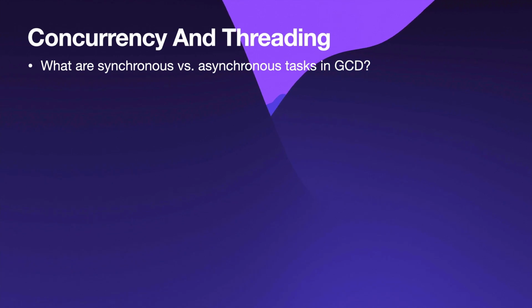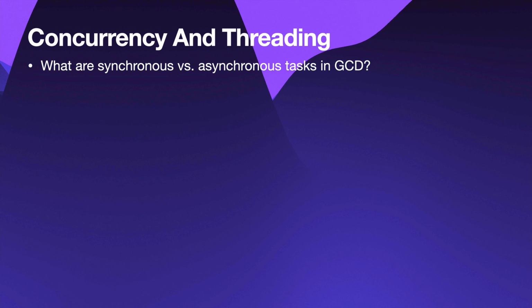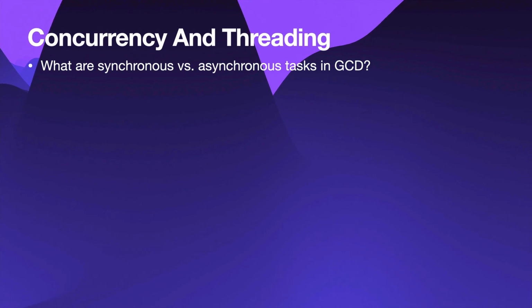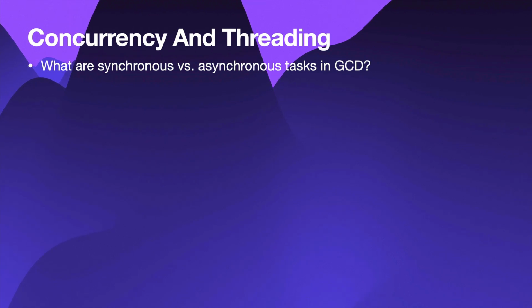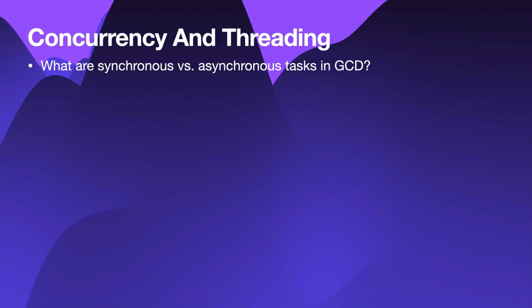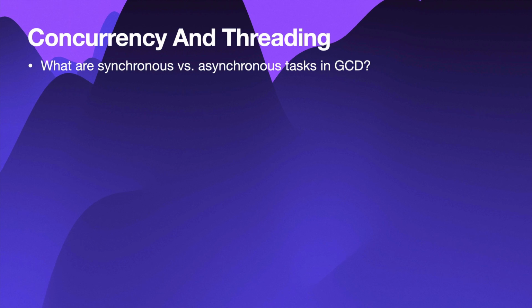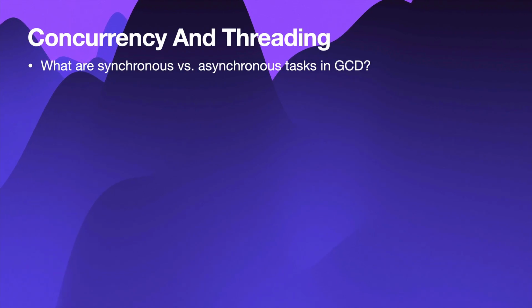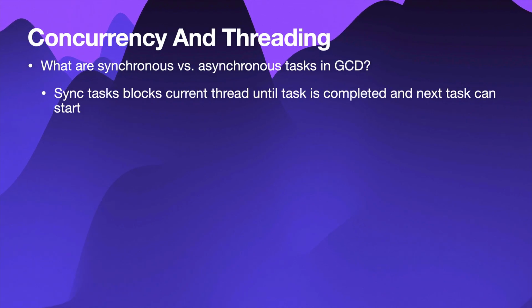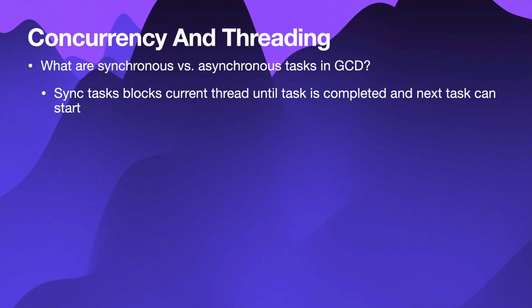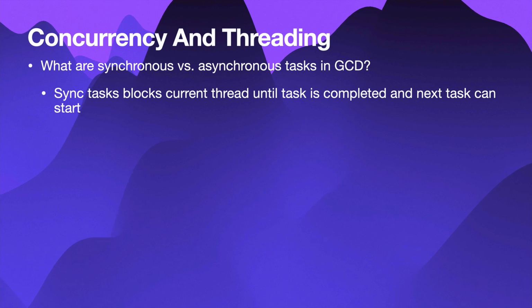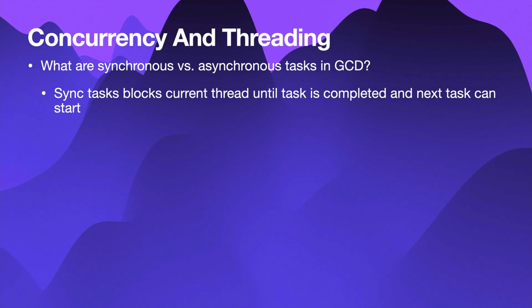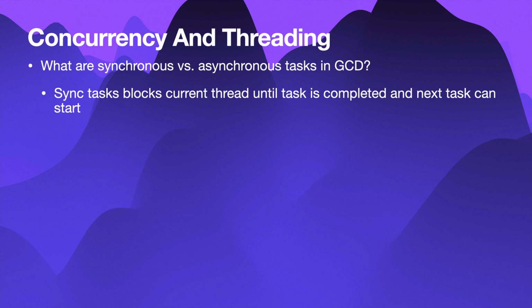Okay, next up, this one's interesting. What are synchronous versus asynchronous tasks in GCD? So this is going to test your knowledge of a couple things. Do you understand what a synchronous versus an asynchronous task execution is? And do you understand that within the context of GCD and also other things like Swift concurrency? So we notice that synchronous tasks block the current thread until the task is completed and the next task can start. So things have to happen in order, right? So this is obviously slower for application performance, but does have its time and place.